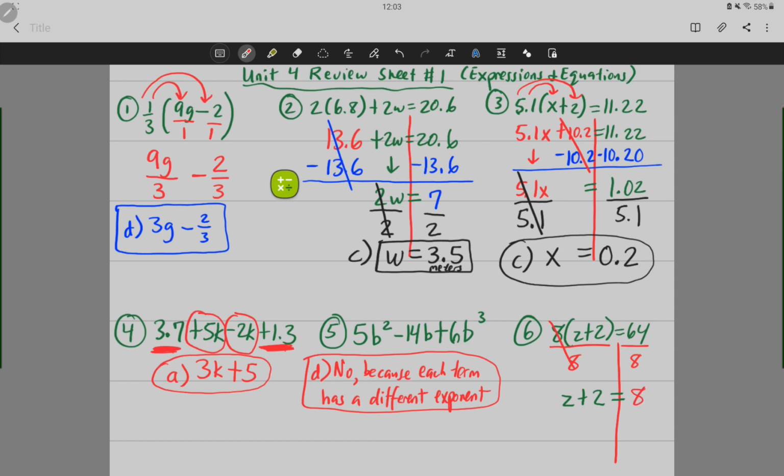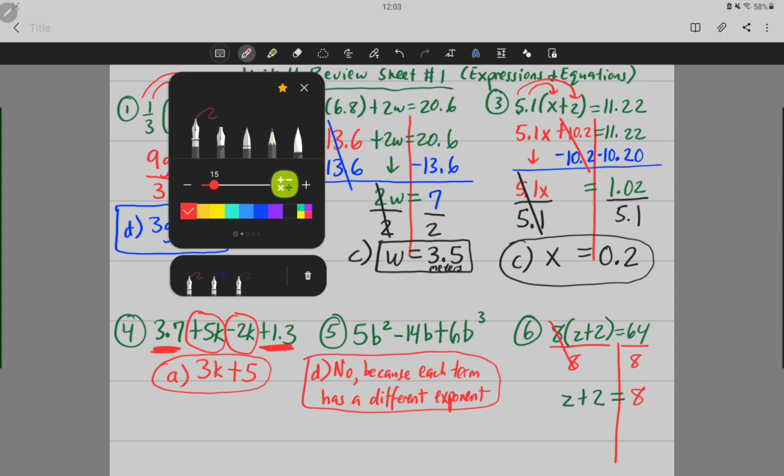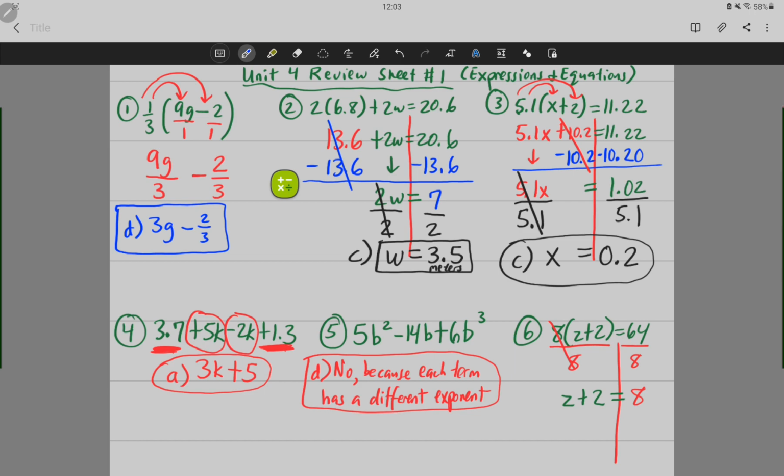Now I just have one step left. To get the variable z by itself, I have to get rid of that constant, that positive 2. And the opposite of adding 2 is to subtract 2. So do that to both sides. And we're going to get z, bring that down. 2 minus 2 is 0, cancel that, equals, and 8 minus 2 is 6. That's answer choice A. Z equals 6.